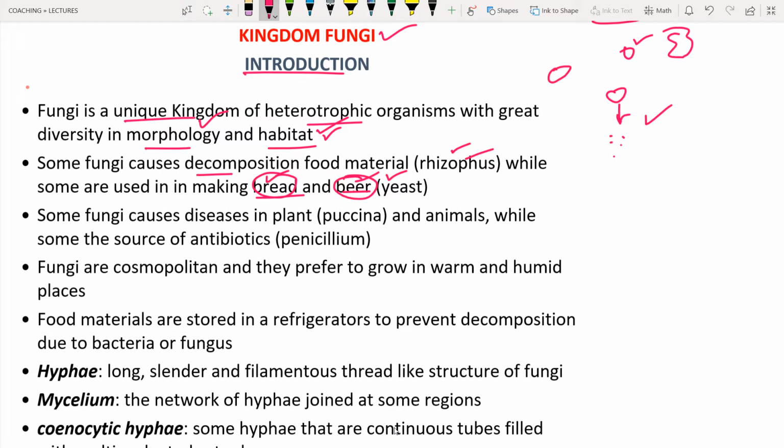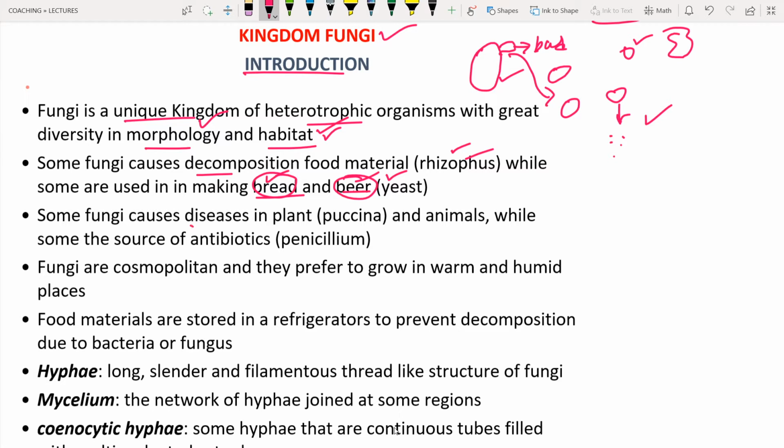Yeast reproduces by a process known as budding. Let us consider this is a yeast, and a small outgrowth will be seen. This is known as a bud. This is the parental yeast and this is the bud. After some growth, the bud is going to fall off and live individually. So this is about budding in yeast.